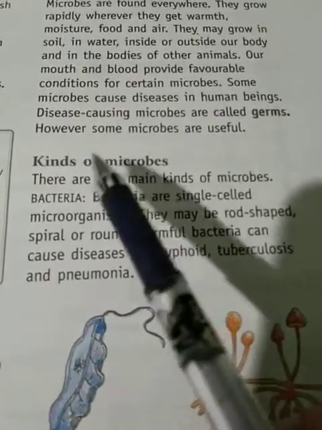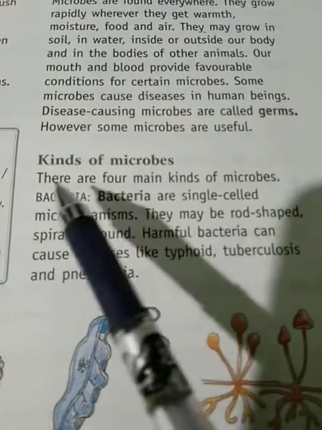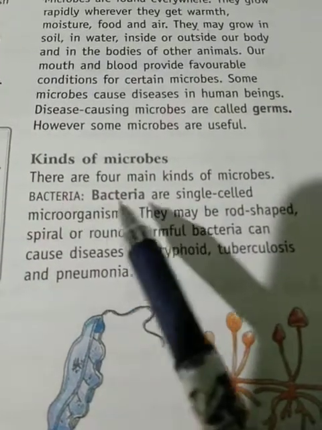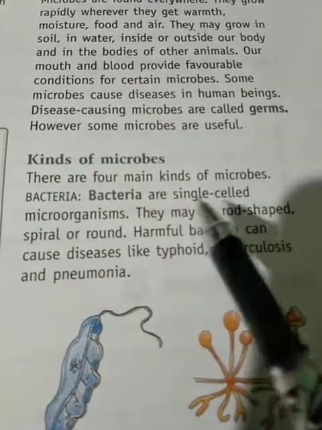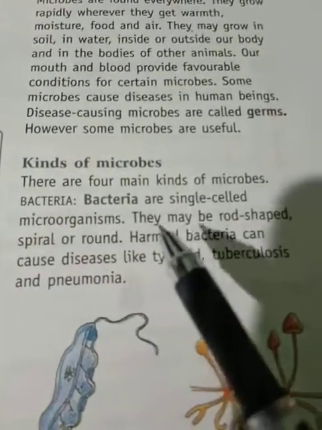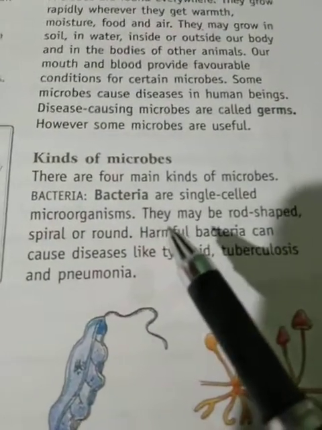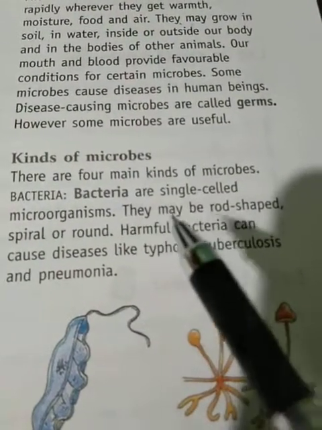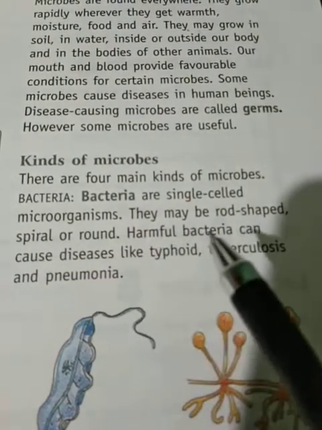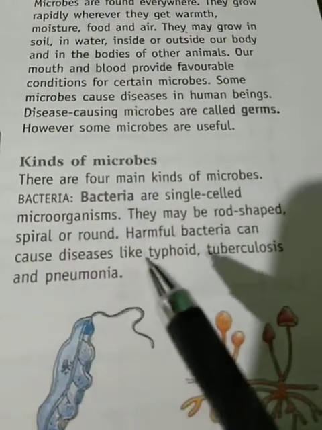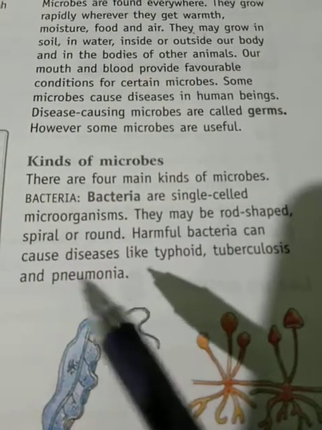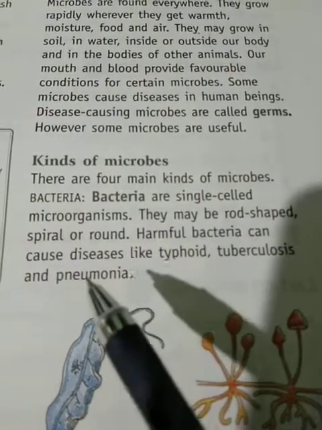Now come to this point. Kinds of microbes. There are four main kinds of microbes. Number one, bacteria. Bacteria are single celled microorganisms. Very important, and step by step you have to remember and understand these things. They may be rod shaped, spiral or round. Harmful bacteria can cause diseases like typhoid, tuberculosis and pneumonia.